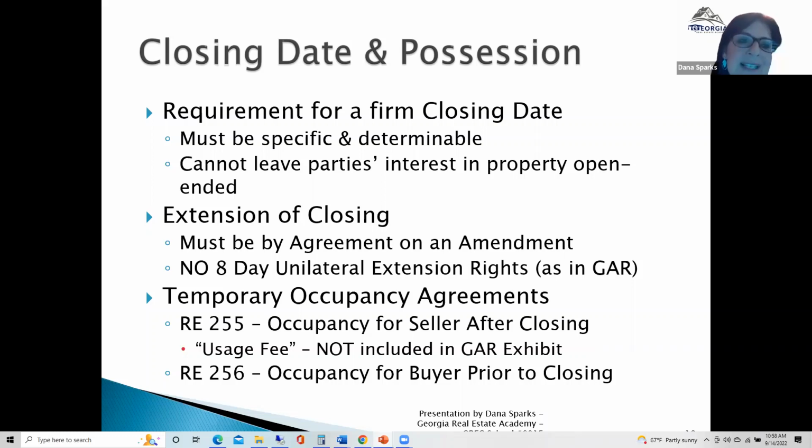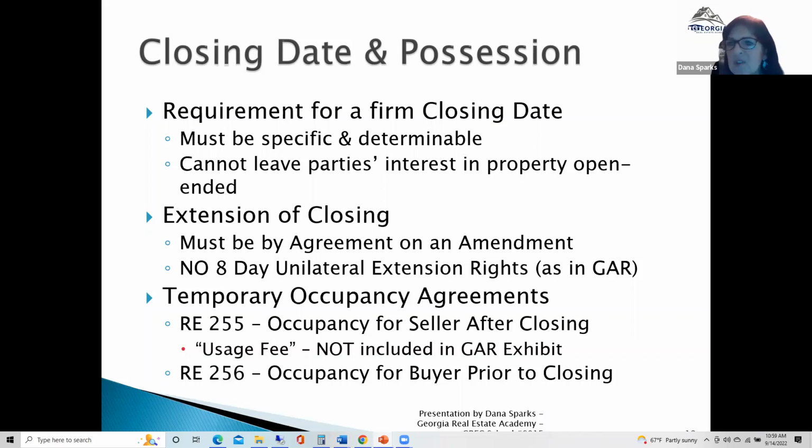Let me just give you an example. So you need to put in a firm closing date. If you're going to change that closing date, you need to do it by an amendment. There's no 8-day unilateral extension rights, and I'll show you that in a second. When it references can you close before if all parties agree? Yes, Angelique, and you're going to agree on an amendment. You're going to pull out an amendment and say all parties agree closing date shall be X versus Y, and they sign it, and that is agreement.